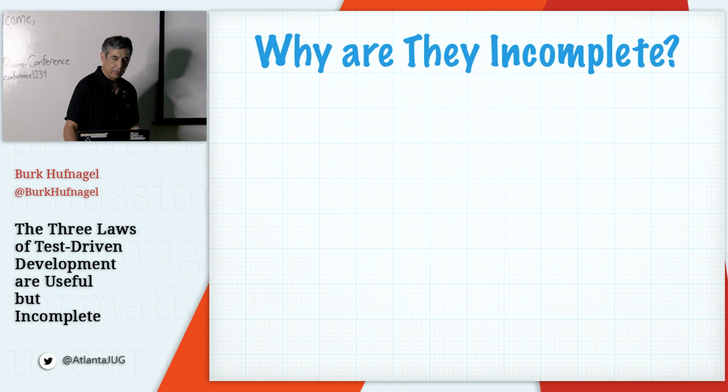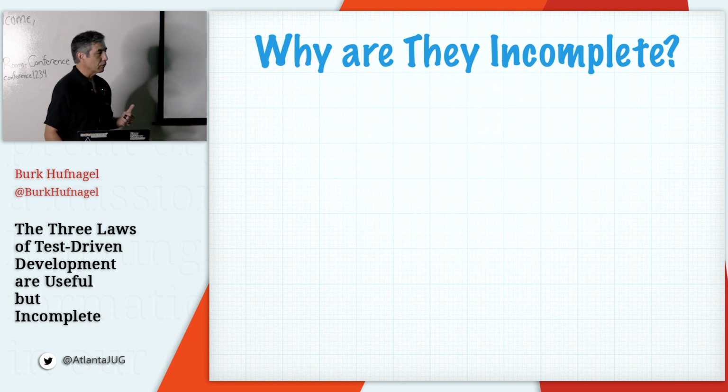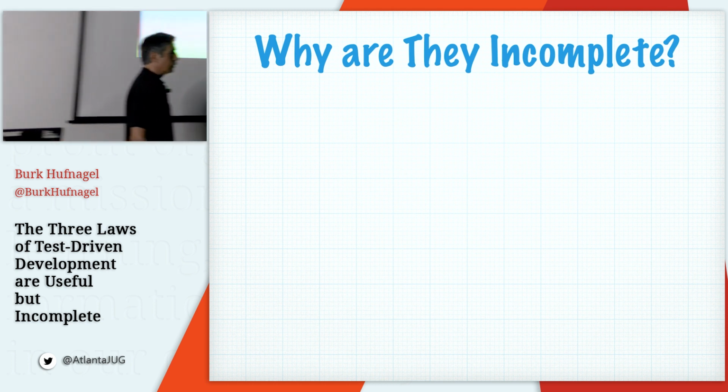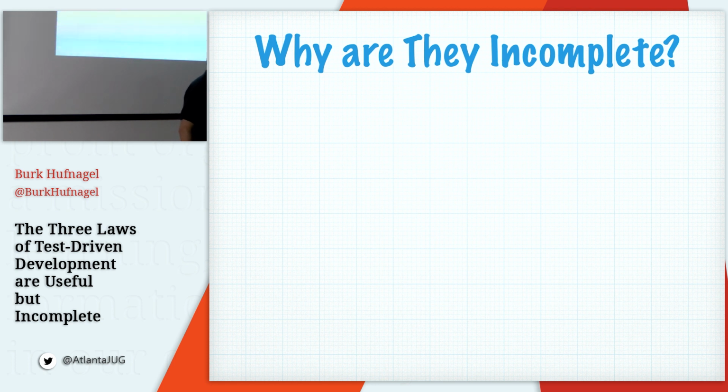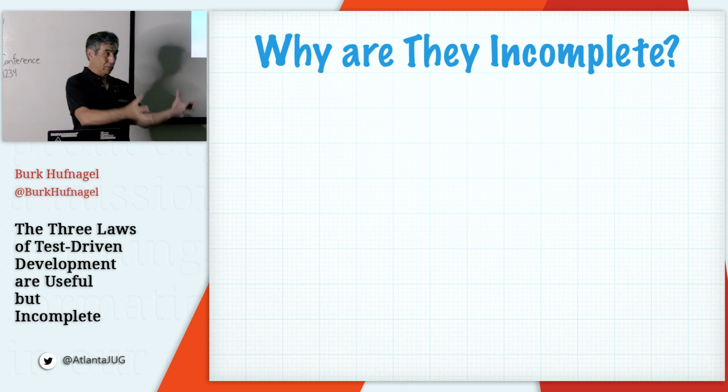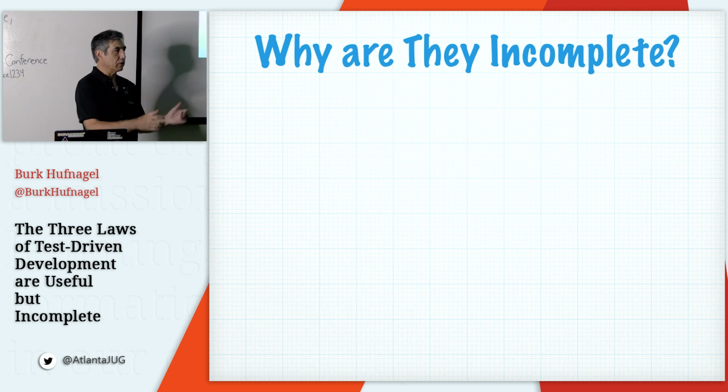Okay. So, why are they incomplete? Okay, so we talked about the 3 steps of TDD. You just saw the 3 laws. So, did anybody see a hole? What are we missing? Yes, exactly. Refactoring. The 3 laws don't say anything about refactoring, right? And when you have something called the 3 laws, you expect that would be this is it. If you do the laws, then you should be good.